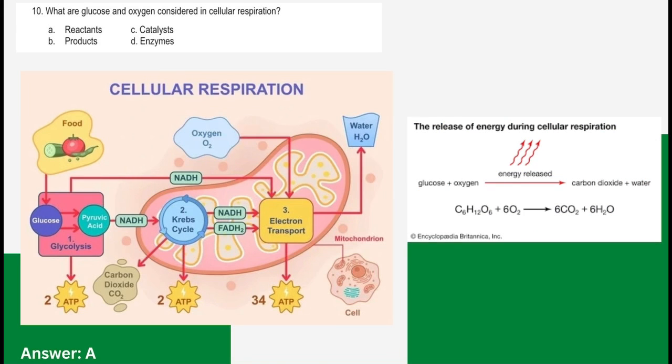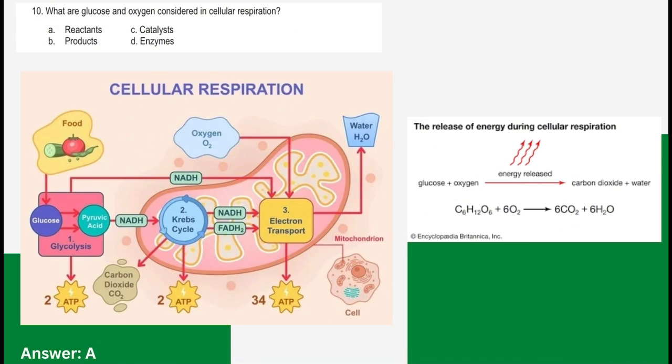Next one, number 10. What are glucose and oxygen considered in cell respiration? A, reactants, B, products, C, catalysts, D, enzymes. Now let's take a look at the formula on the right. This is the general formula for cell respiration. In cell respiration, our body is creating ATP or energy. That is the goal, to release the ATP and energy.